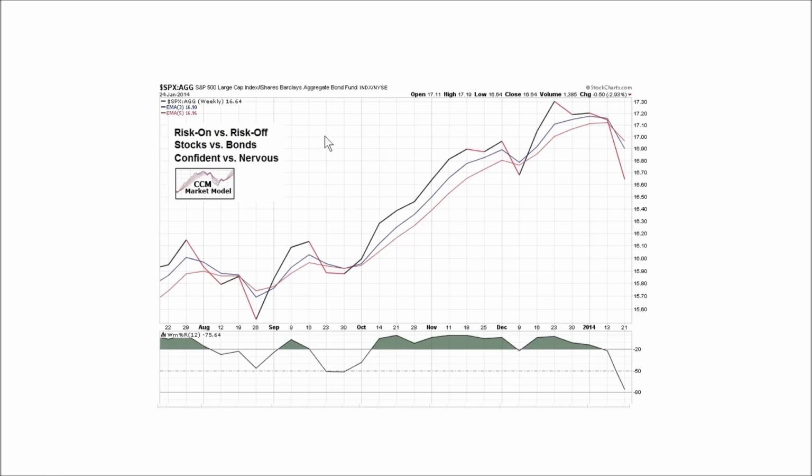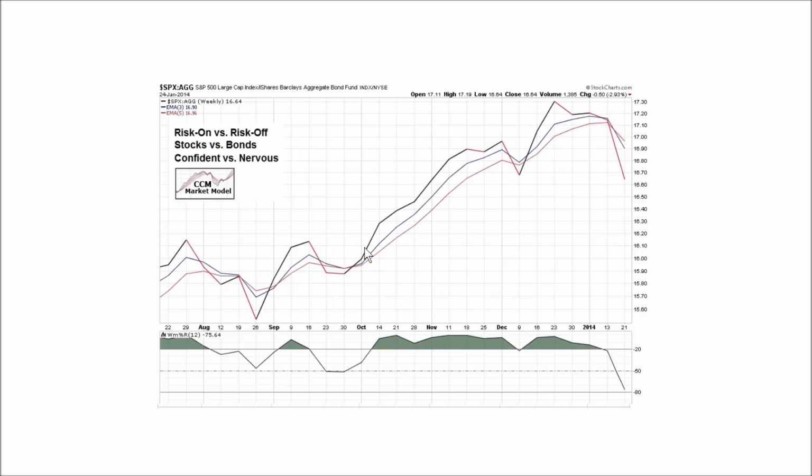This is one example. This is the weekly chart of the S&P 500 relative to the AGG ETF, or the aggregate bond fund. This is what "I'd rather be in stocks" looks like: when the ratio is rising and we have a full-bore bullish look, price above both moving averages, blue above red, and the slopes are up. We have now moved to that mirror image look.